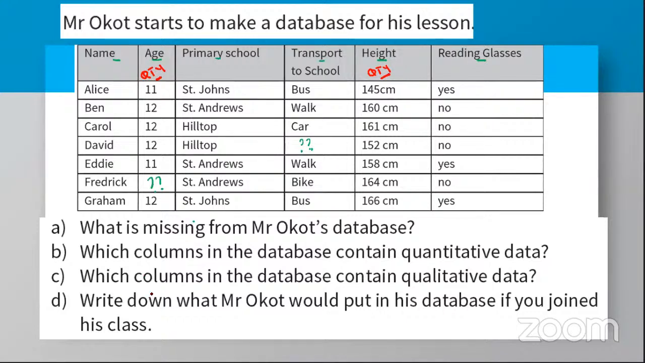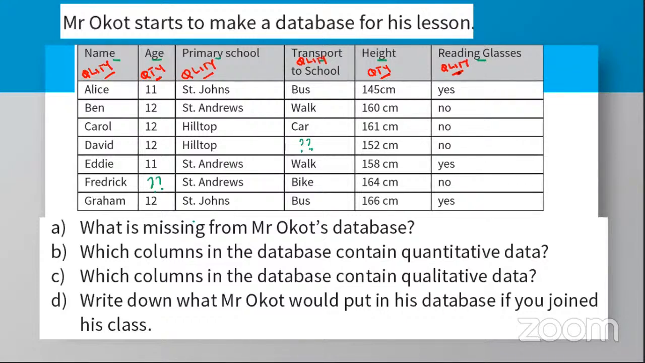Next question. Which column contains qualitative data? Yes, Jotham. Which one contains qualitative data? The name. Primary school. Name, primary school. This is quality. Transport to school is quality. Good. And reading glasses.